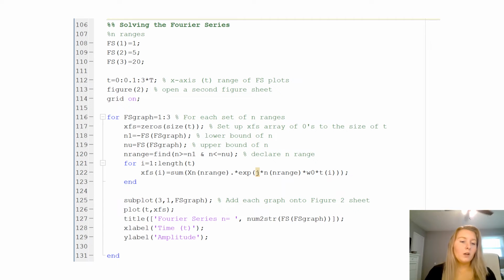Then from 1 till the entire length of t, so 3 times the period is the length of that, we're going to solve the actual Fourier series value, and that is going to call our x of n value that we have previously solved. After that, we're then going to use the subplot function to call each range value and plot that, again on figure 2. And I do have a dynamic title that should label it with the graph title and then the n value range beside it.